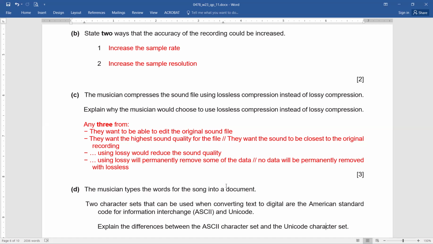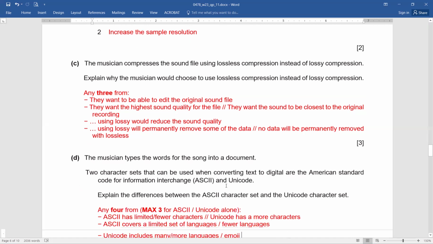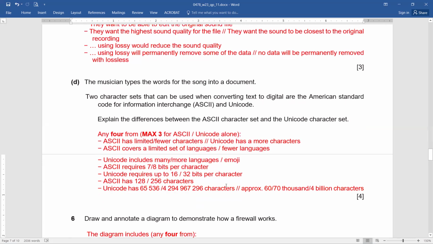Easy till now? Okay, part D. The musician types the words for the song into a document. 2 character sets that can be used when converting text to digital are the American Standard Code for Information Interchange, or ASCII, and Unicode. Explain the differences between the ASCII character set and the Unicode character set. It's a 4-mark question, and how will you score?